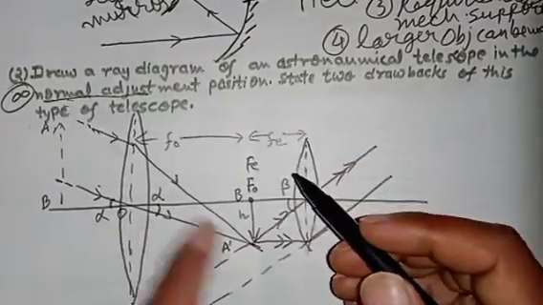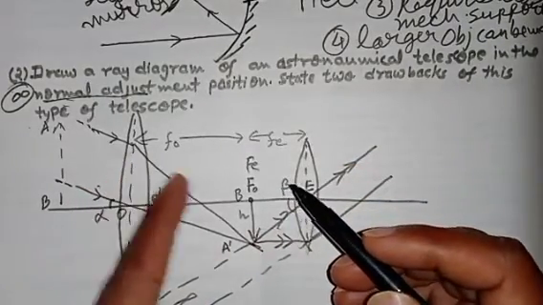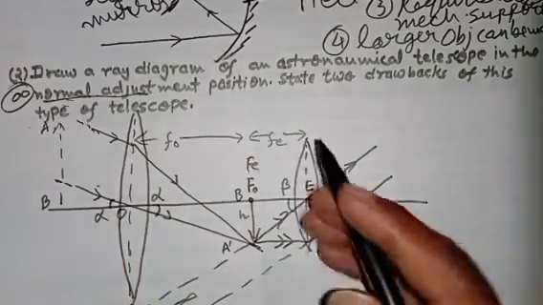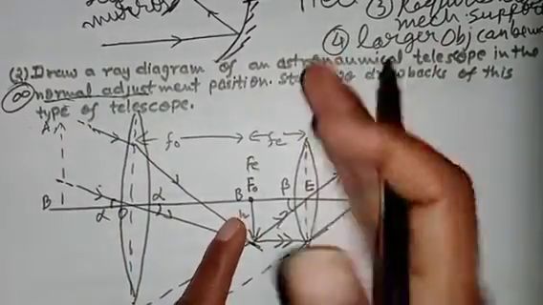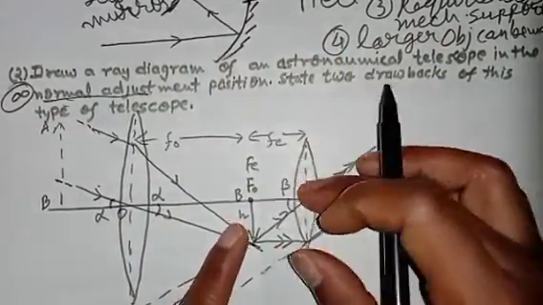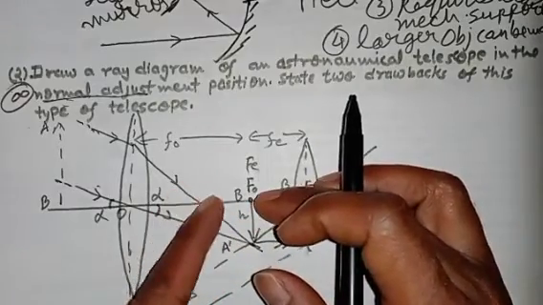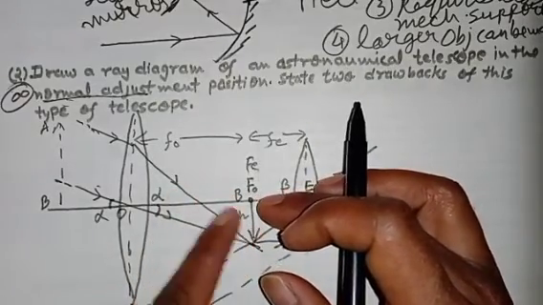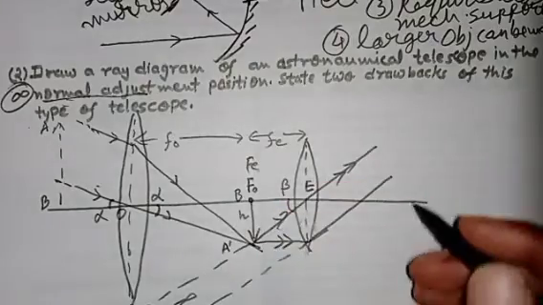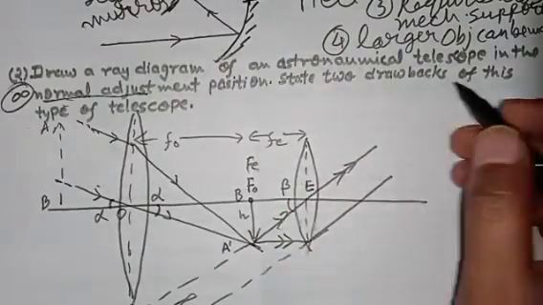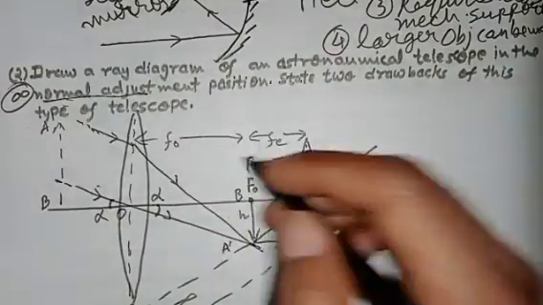So actually the image formed by this will be at focus because object is at infinity, and here we will adjust it. We can adjust this lens till its focus coincides with this point where it is producing image. So okay, so two drawbacks of this type of telescope.